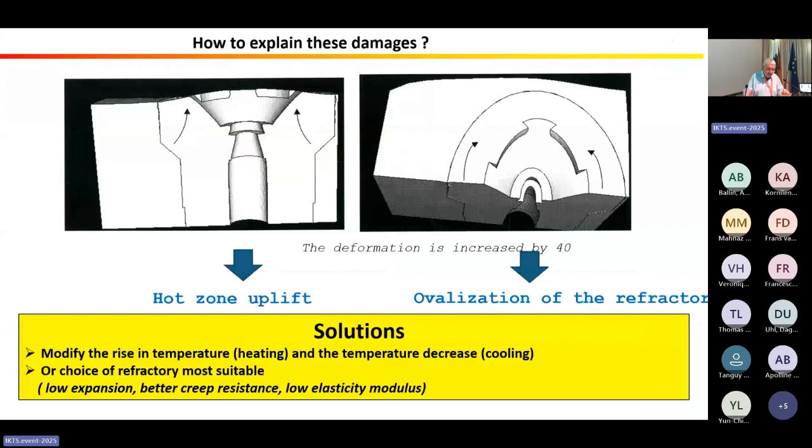So you are able to determine the hot zone, the applied lift, and you observe a normalization of the refractories. So now we are able to propose solutions. First, modify the rise in temperature, heating, and the temperature decrease, cooling, or modify the choice of refractories to the most suitable: low expansion, better creep resistance, low elasticity modulus.